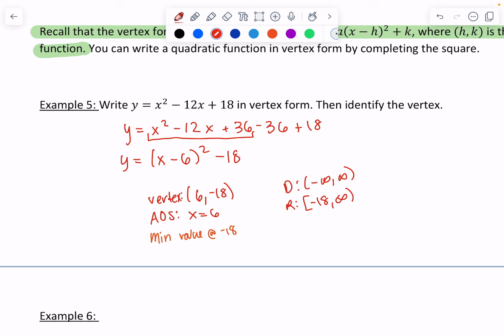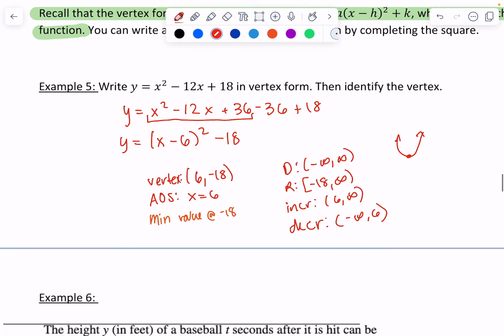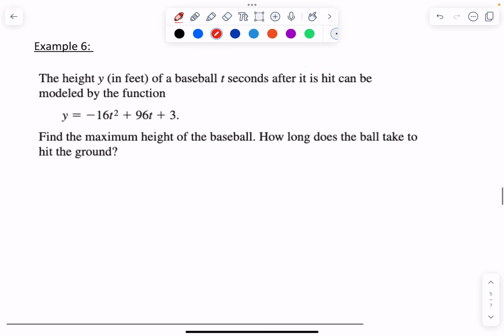And then this function is going to be increasing. Remember, it's going to look something like this. This function is going to be increasing from the x value of the vertex to the right. So it's going to be increasing from 6 to infinity and then decreasing from negative infinity to 6. Okay, just trying to bring back some of that information that we've covered before in terms of quadratics. Very good. Andiamo, onward. Example 6.